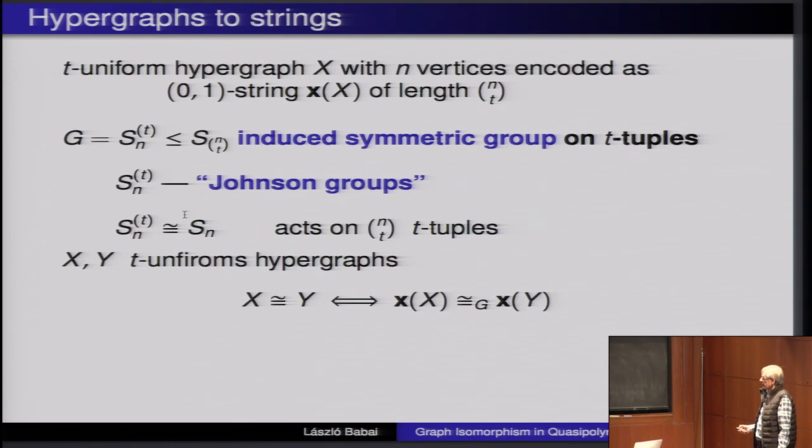These groups play a central role in the analysis of the graph isomorphism problem. For t-uniform hypergraphs, we have the same thing. Two hypergraphs are going to be isomorphic if and only if the corresponding strings of length n choose t are isomorphic under this Johnson group action.